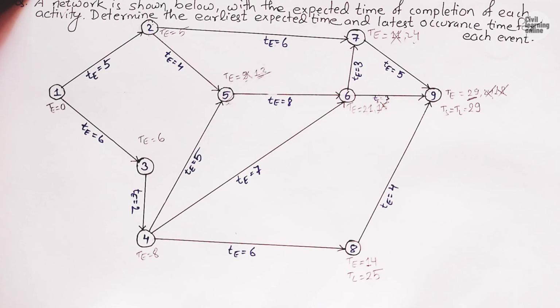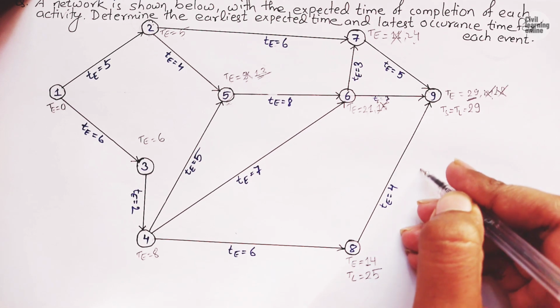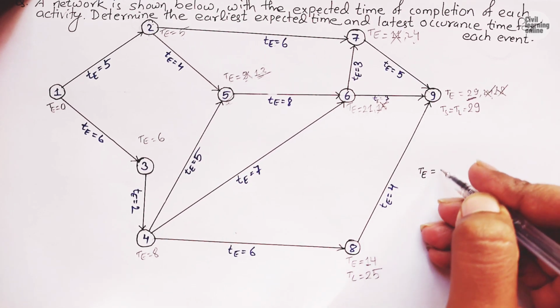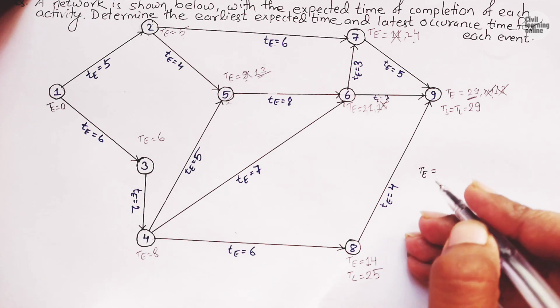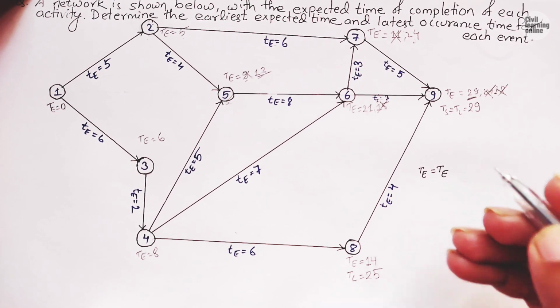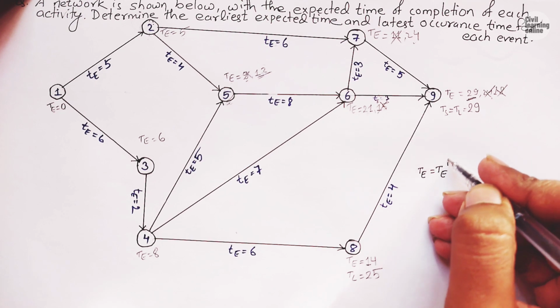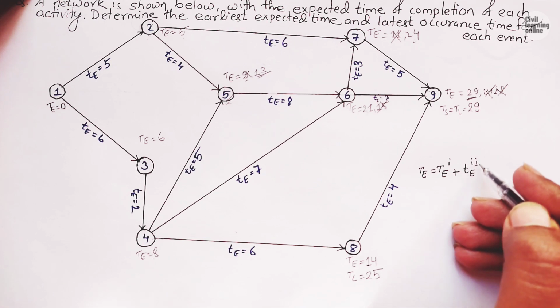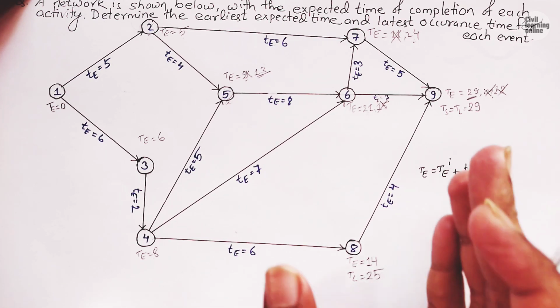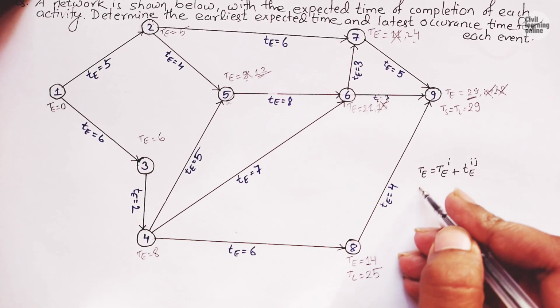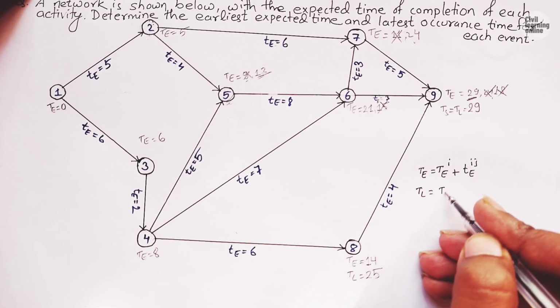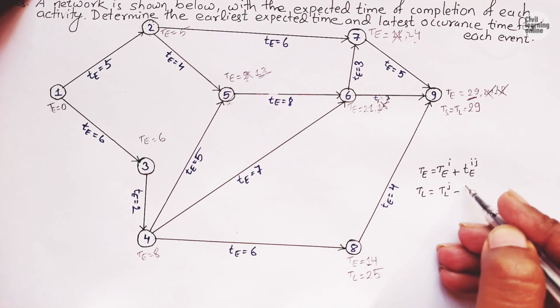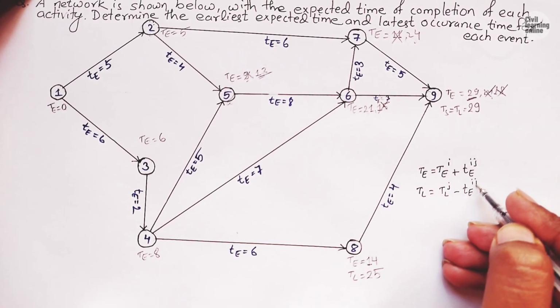If you ask me to write the formula, then in the previous video I have shown you the formula for calculation of the earliest expected time and the latest allowable time, which were TE equals TE of earlier event I plus TE IJ, duration. IJ indicates duration and TE is earliest expected time of the preceding event. Similarly, TL equals TLJ minus TE IJ.